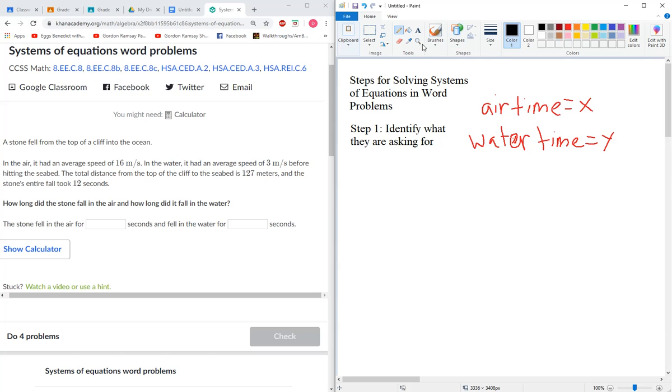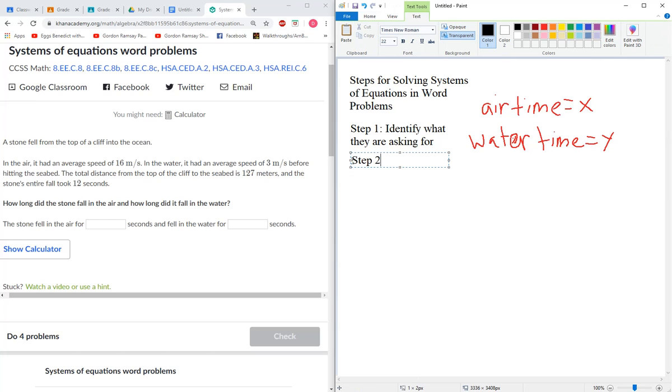My step two is to then try and create an equation. Try to create an equation, two equations actually, based off of what's given, okay? You're gonna be using your givens to find your equation, yeah? And then you're gonna try to fit your variables to it.